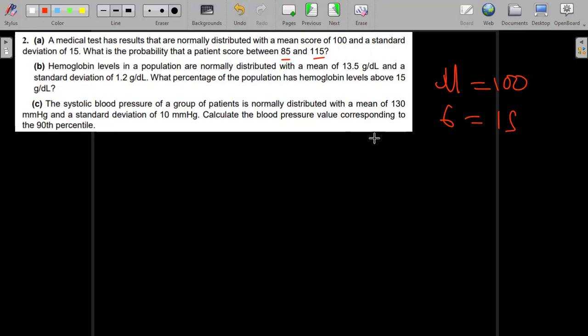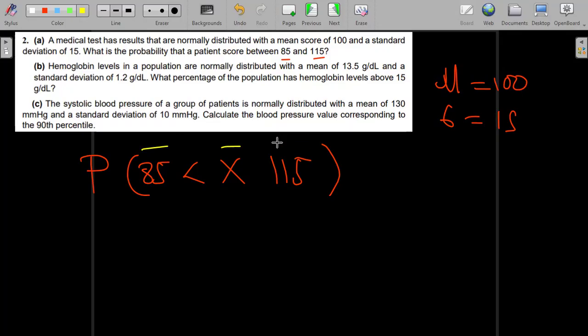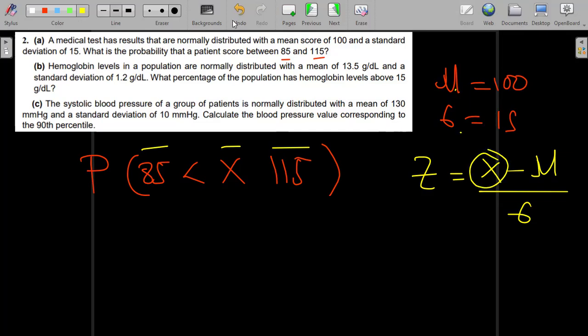So here it means we have to convert these values to the z-score. We are finding the probability that x is between 85 and 115, so we have to convert this 85 and this 115 to a z-score. Remember on question 1, I said the z-score is equal to the observed value minus the sample mean, divided by the sample standard deviation. So we have the mean, the standard deviation, and the observed values of x: here it's 85, there it's 115.